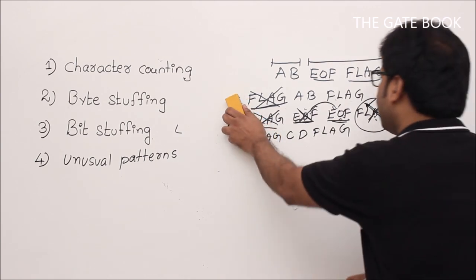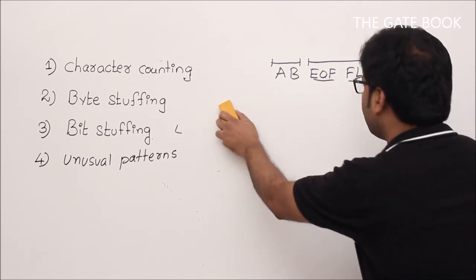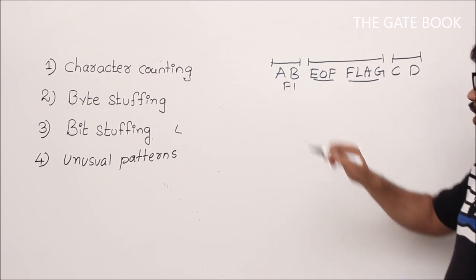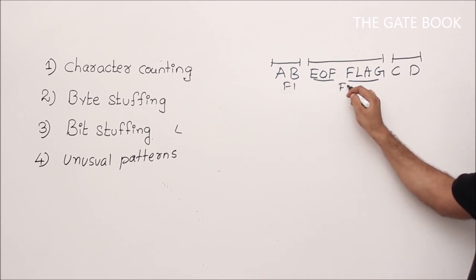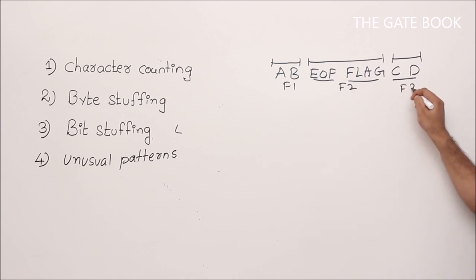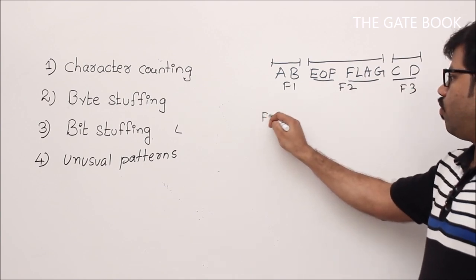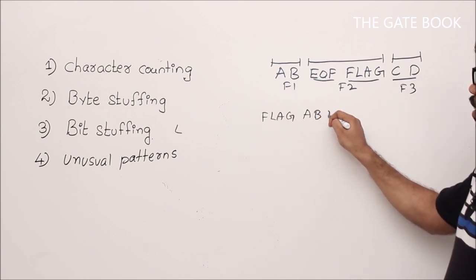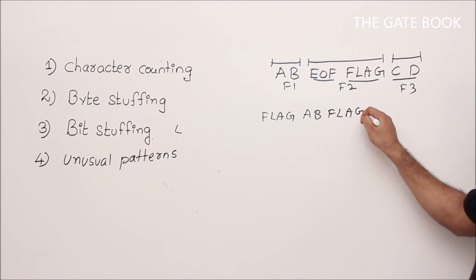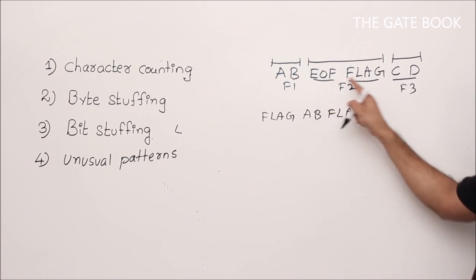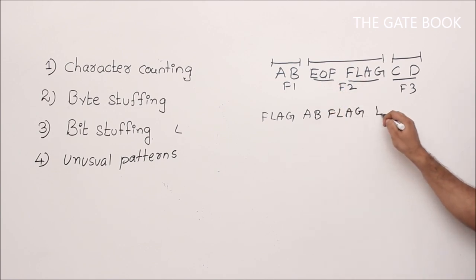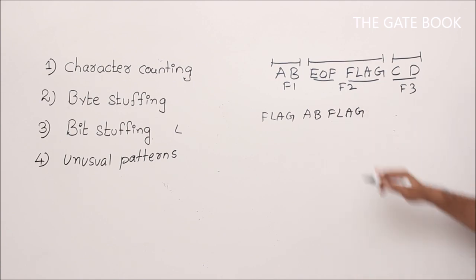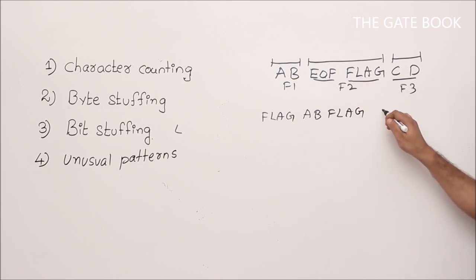We will see that. Example, let me take the same thing. Let me explain. So AB, right? This is frame number 1 according to your imagination. This you want to say frame number 2. This you want to say frame number 3, right? Let's start. Flag, then A comma B, then flag. Perfect. Then next, EOF flag, right? Whenever you see EOF, we have to add one more EOF. That is called byte stuffing. This EOF byte should be stuffed one more time.